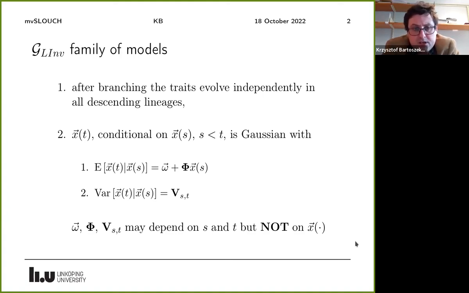So it's the Gaussian, linear, and invariant variance family of models. I'll explain what is really meant here.